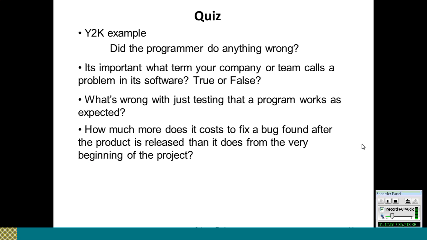How much more does it cost to fix a bug found after the product is released than it does from the very beginning of the project? It's very expensive. Okay, can you give us some percentage-wise? Yes, probably 25% more. 10 to 25% more. Yeah, definitely. We have seen through the graph that in the requirement stage it cost 10,000. When it comes to production, it was 110,000. Okay, it's more than 10 times. Definitely, Sanjay, you are correct there.